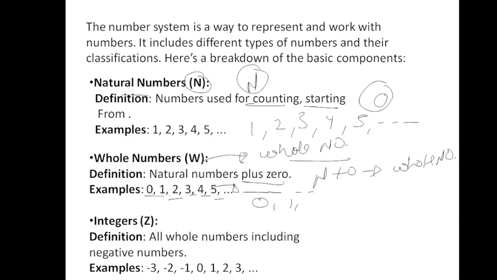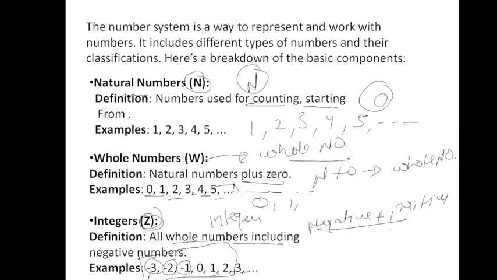Now we take another term, integers. Integers are denoted by Z. What is the definition of an integer? All whole numbers including negative and positive. For example, -3, -2, -1, 0, 1, 2, 3. These are examples of integers.